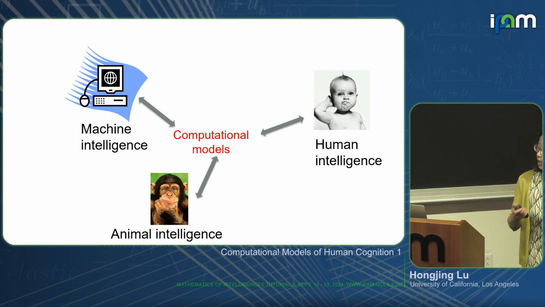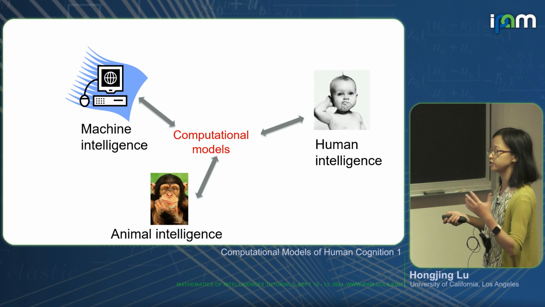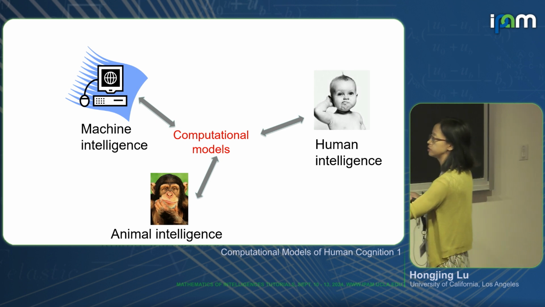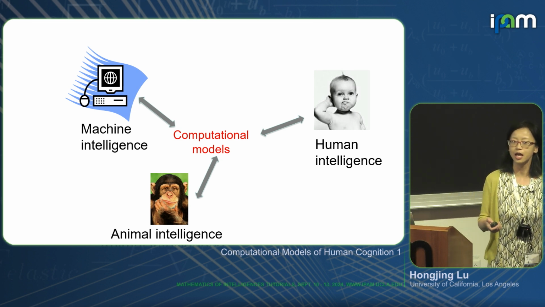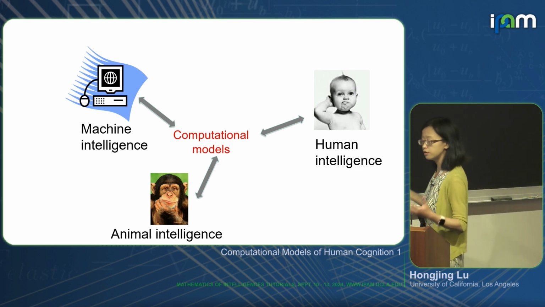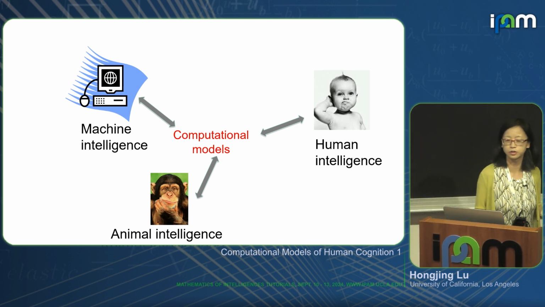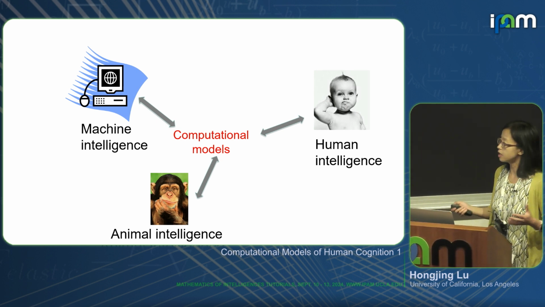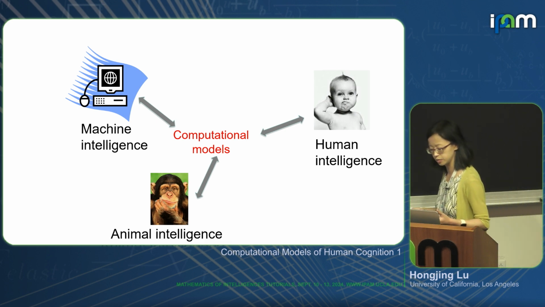One way for us to look at different systems like machine intelligence, animal intelligence, and human intelligence is to use computational models and compare the different systems to see the differences. But meanwhile, we also want to find the commonalities and the common mechanisms shared across the different systems.